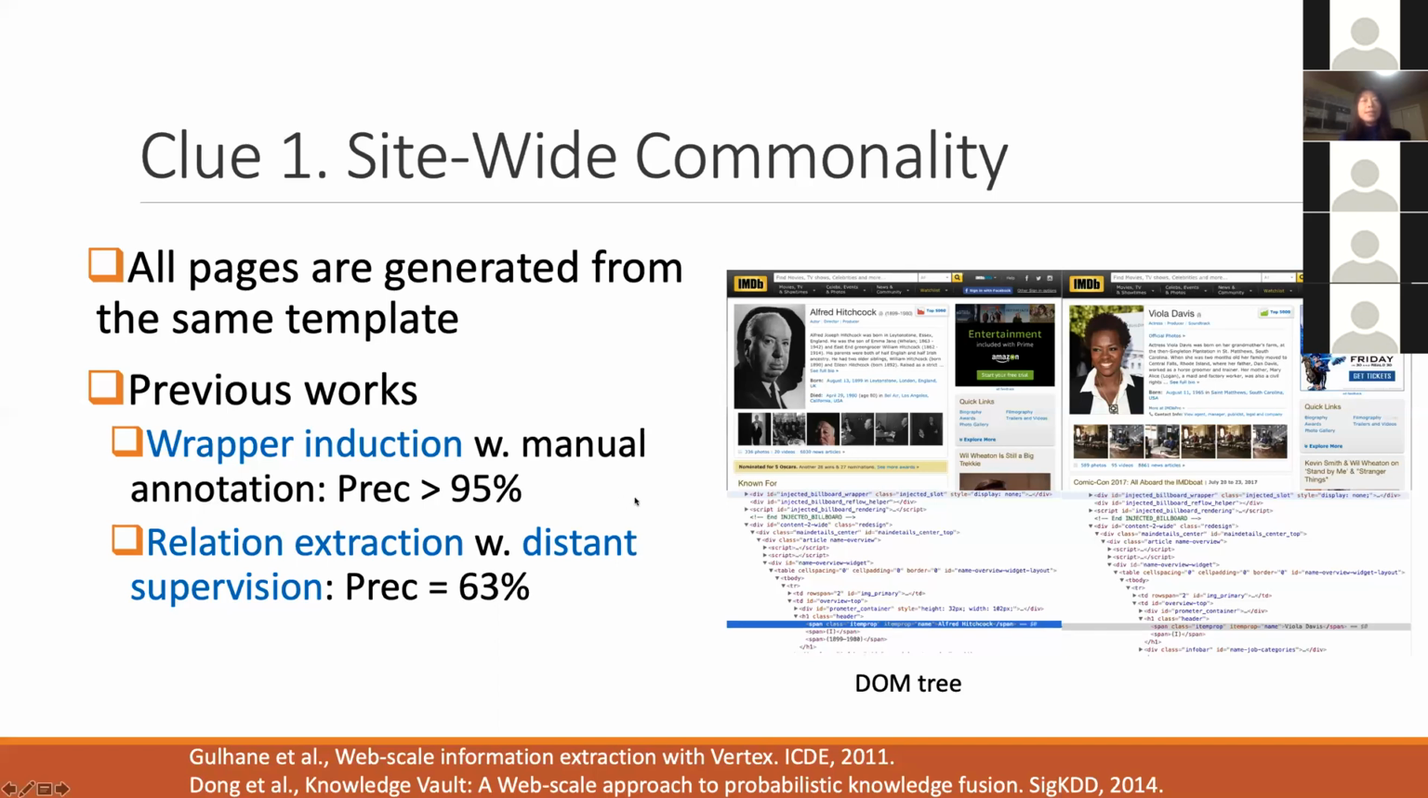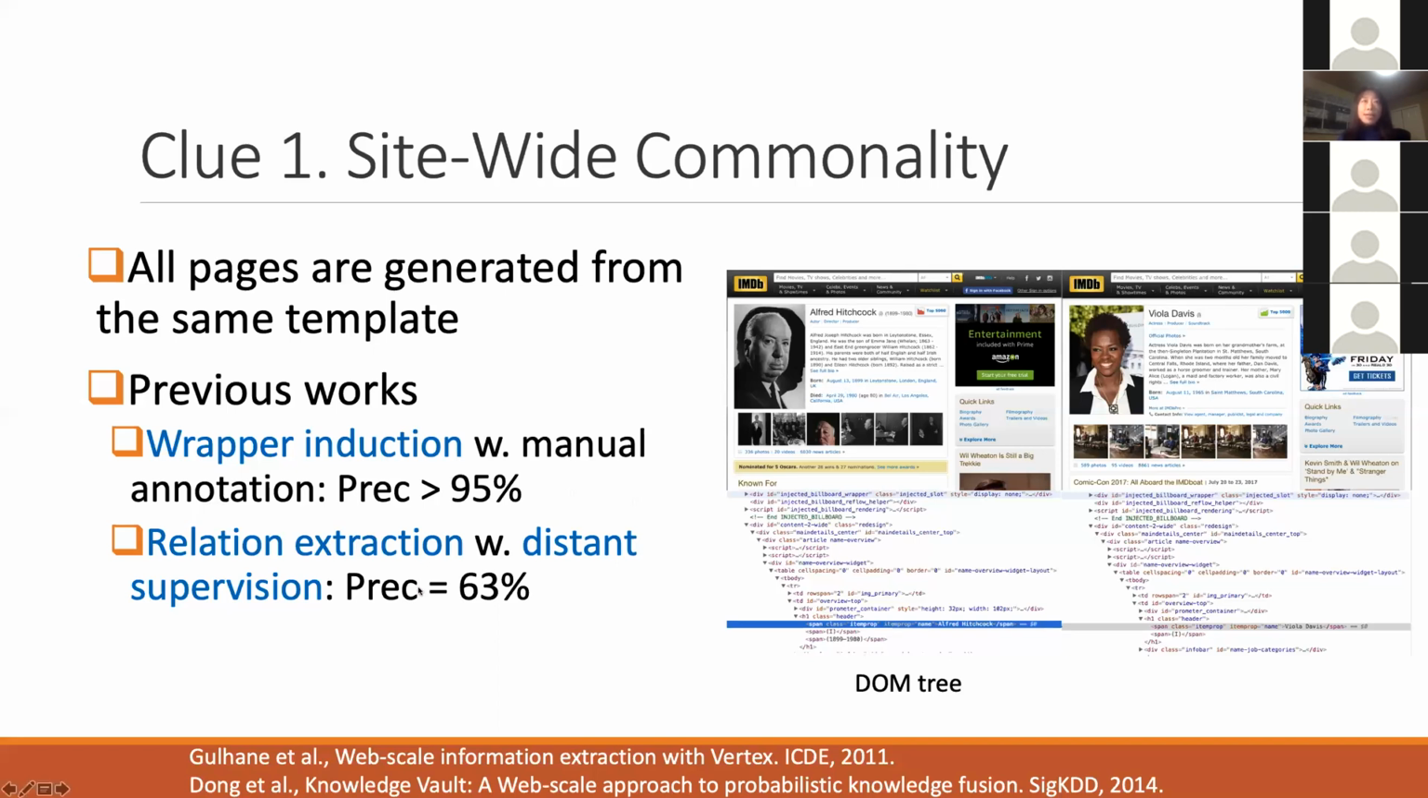And with such manual annotation, we are able to achieve precision above 95%. But again, as I said before, it is typically on easy attributes with single value.